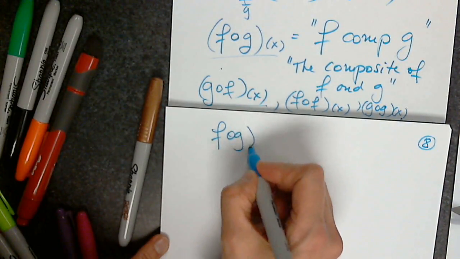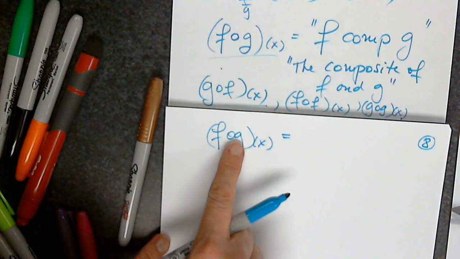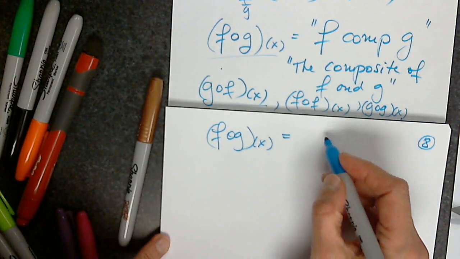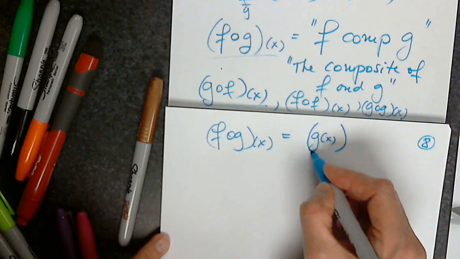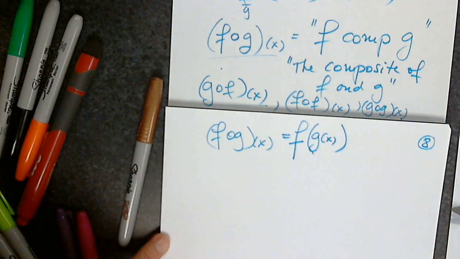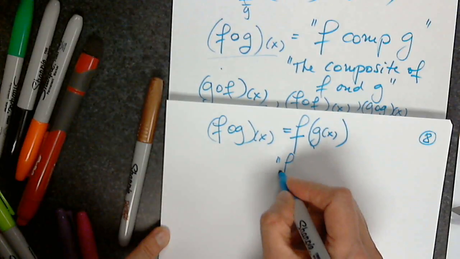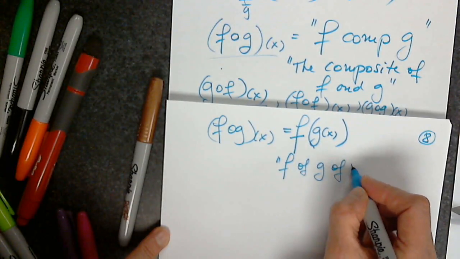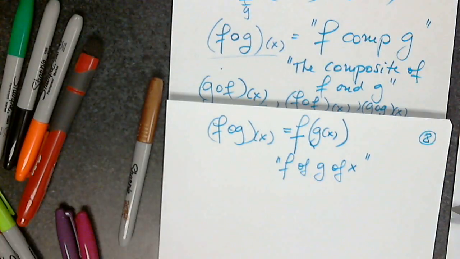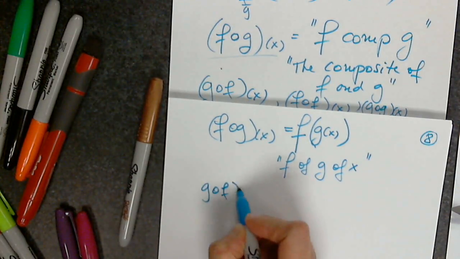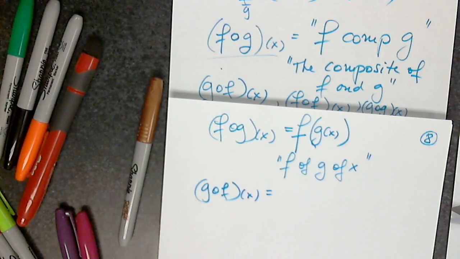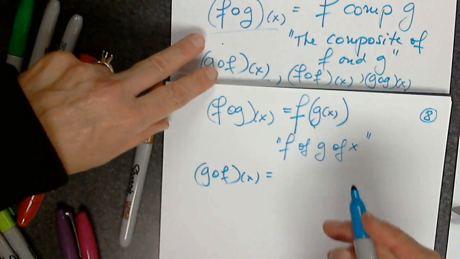So f comp g of x, g is the closest to x, and I'm applying f to it. How do I read this? F of g of x. In other words, to find the composite of f and g, I take g and plug it in x as if it's the independent variable. How do I find g comp f then? G of f of x. That's it.